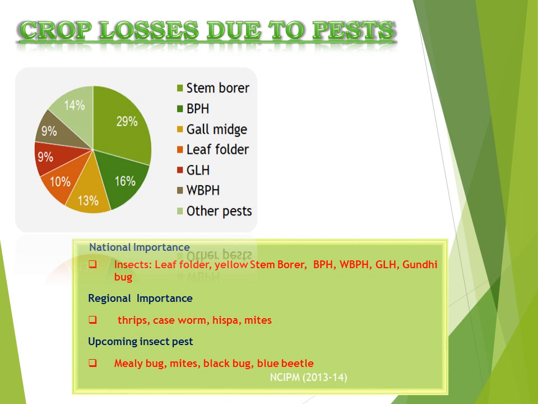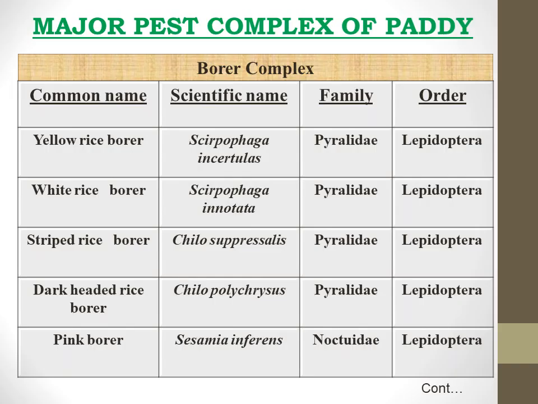Some insects have national importance and some have regional significance. So what are those? The leaf folder, yellow stem borer, brown plant hopper, white back plant hopper, green leaf hopper, and gundhi bug. All the major borer as well as sucking complex pests have national significance, while those of regional importance are thrips, caseworm, hispa and mites. Some minor pests can become potential major pests. They are mealybug, mites, black bug and blue beetle.